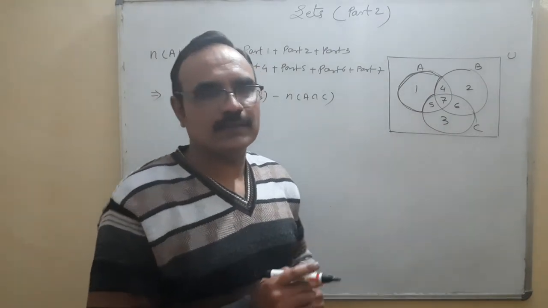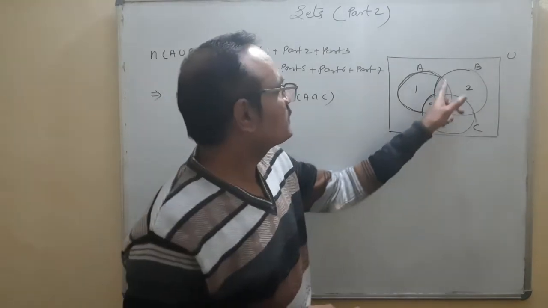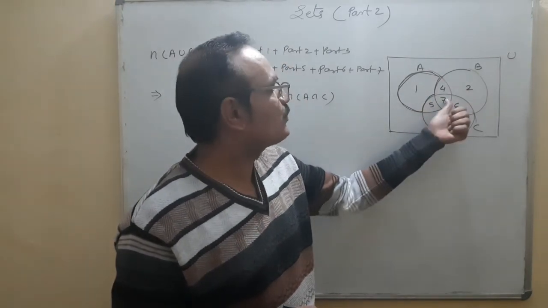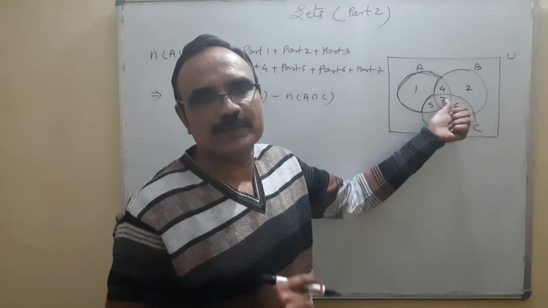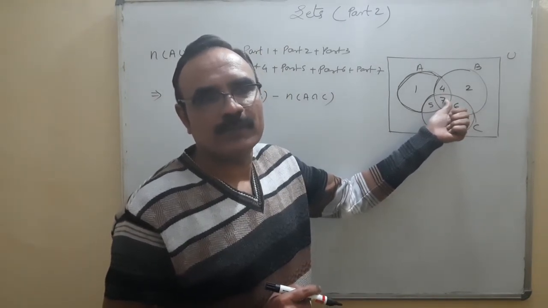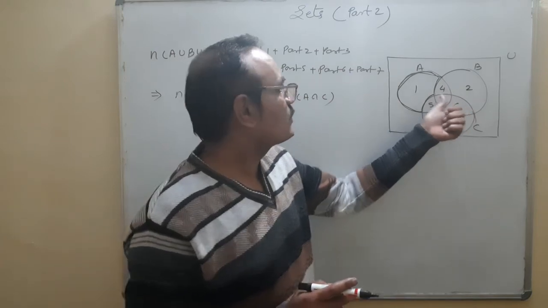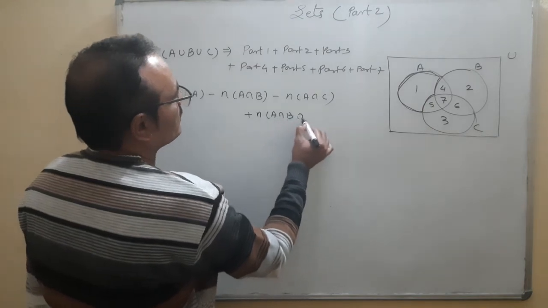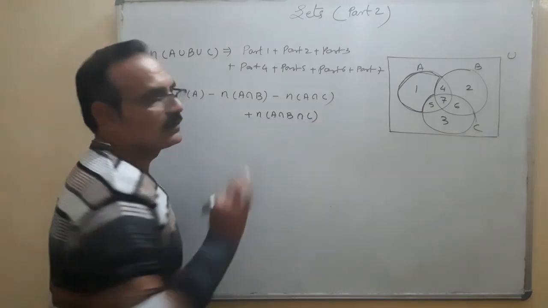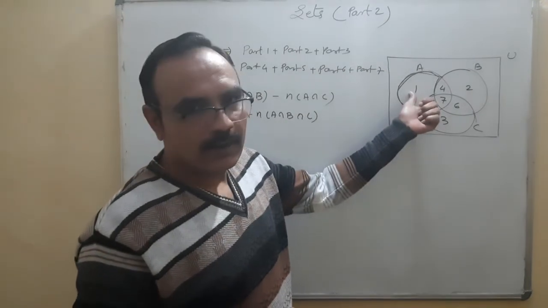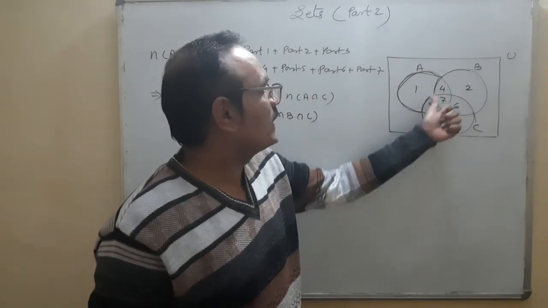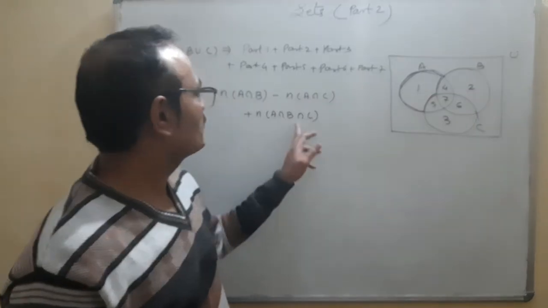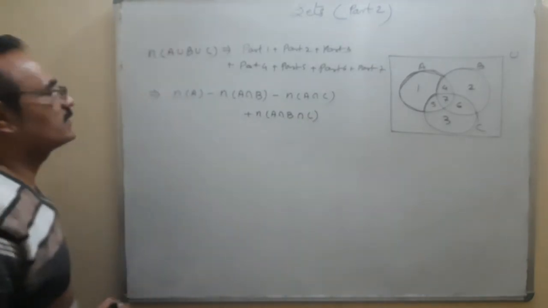But when I have done it, I have made one mistake, because you'll see this portion and this portion we have subtracted. In that portion, this part 7, we have subtracted 2 times. How many times? 2 times. So plus n(A ∩ B ∩ C). Now is it okay? Picture is okay? This portion also, 2 times we have subtracted, but actually we have to subtract only 1 time. So plus for balancing n(A ∩ B ∩ C), right?